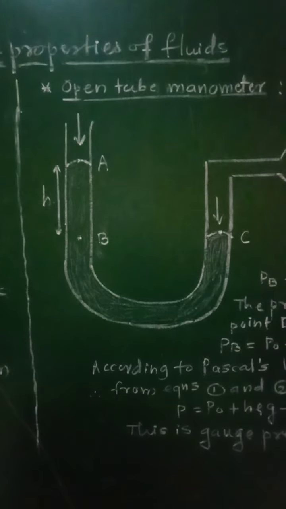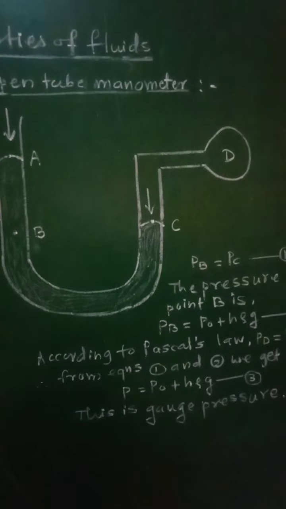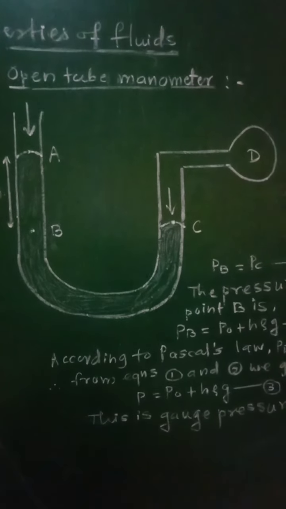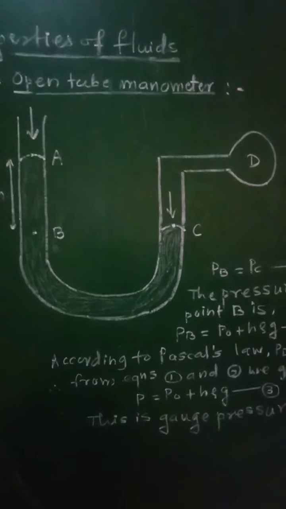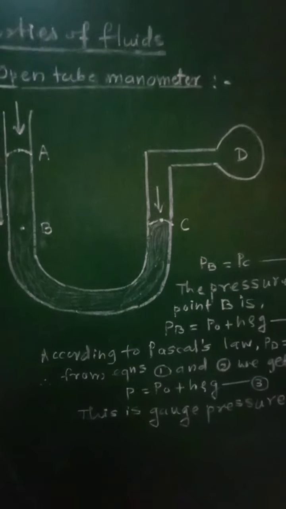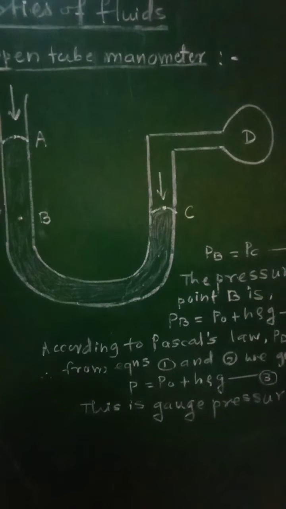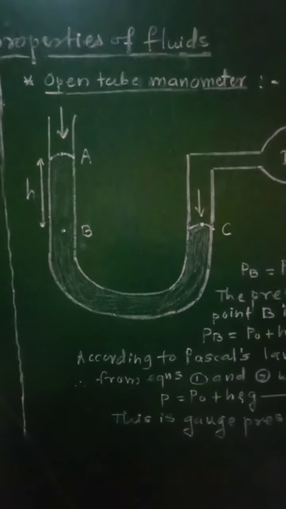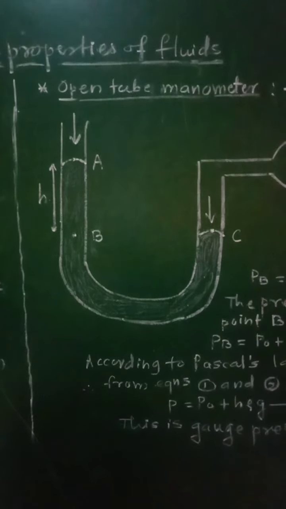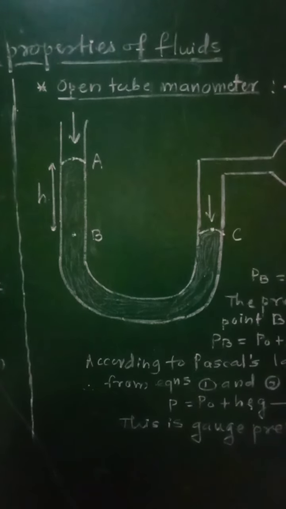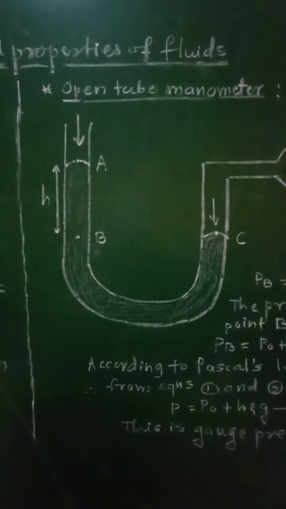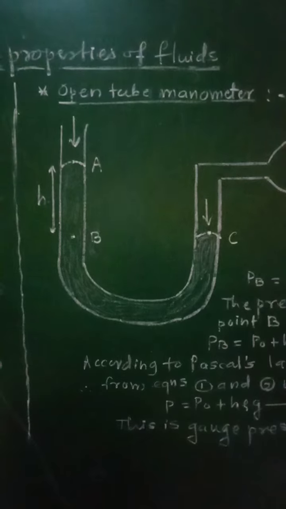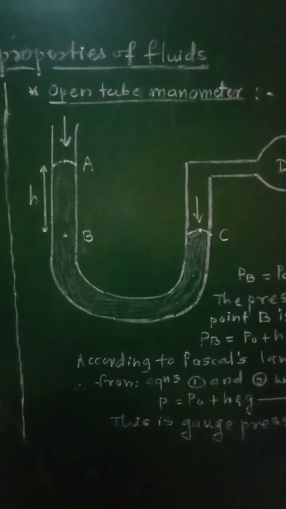and the other is connected to a container D. So the other arm towards that point C is connected to the container D, of which the pressure P is to be measured. So we have to measure the pressure of that container D with the help of this manometer. Then the pressure at point A is the atmospheric pressure, as that arm is open to atmosphere. Let it be P0. And let us consider another point B in the same open arm of the manometer at the same level as that of point C.